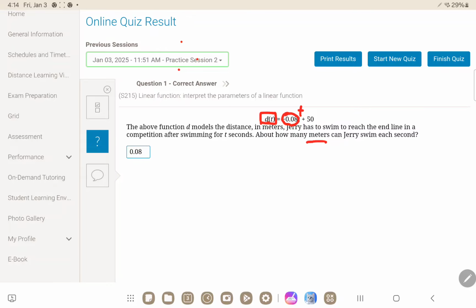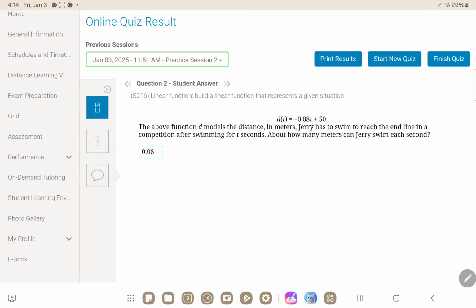And why didn't we say negative 0.08 meters? It's because distance is a scalar quantity, it's not a vector, so you can't have a negative distance. You can either go forward or backwards, but the distance is the same. Now let's move on.